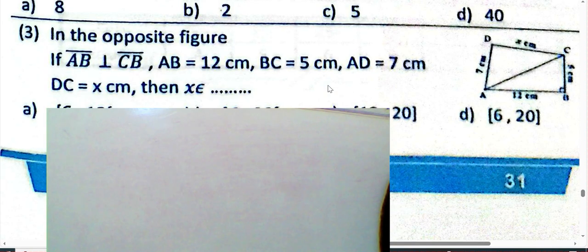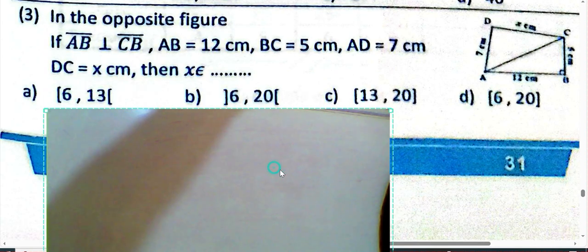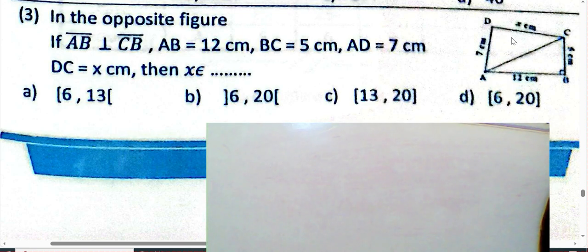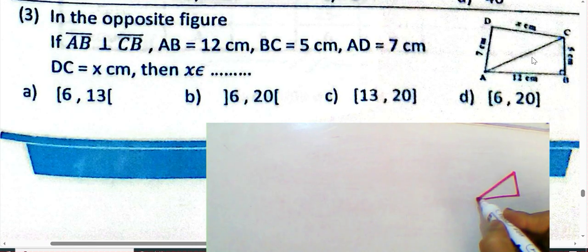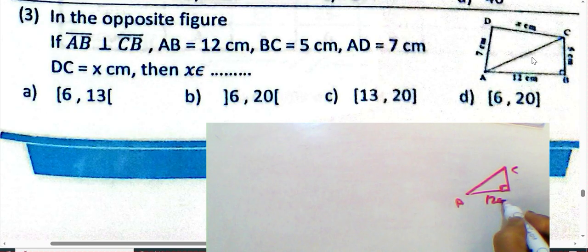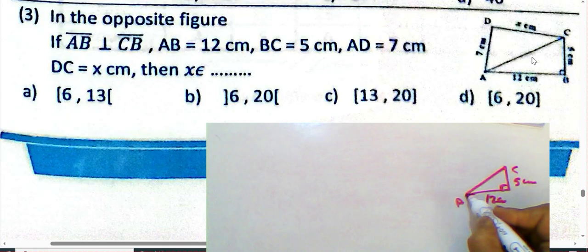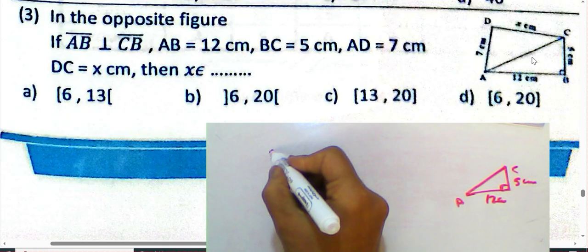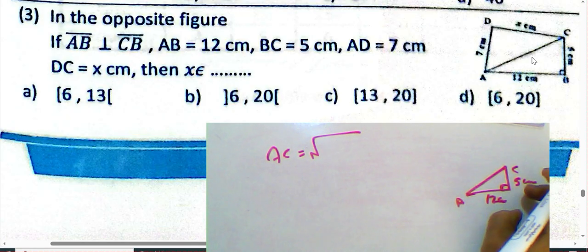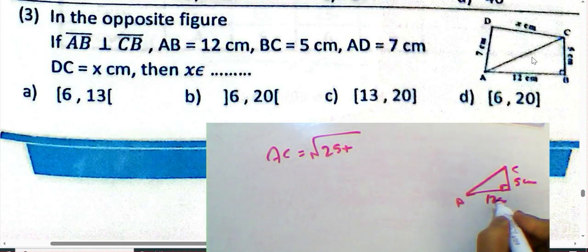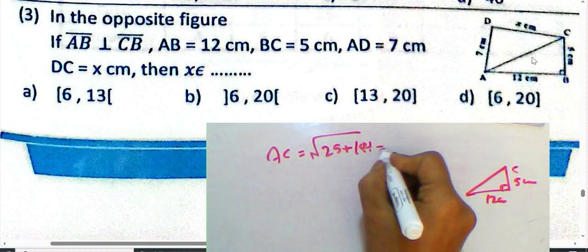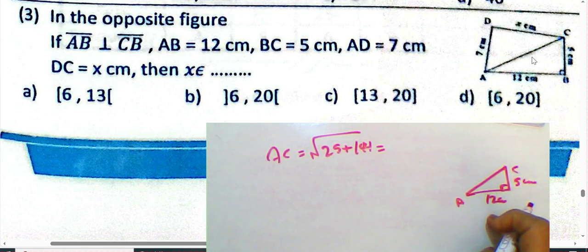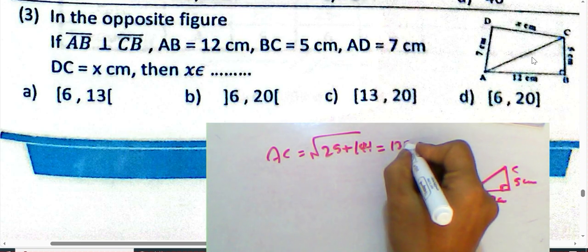Next question: we want to find the length of x, or it tells me x belongs to which interval. To solve the example, first step, we can find the length of EC from the right-angle triangle. Pay attention with me, my students. First step, I will find EC. This line segment is 12 centimeters and this line segment is 5 centimeters. We can find EC from the Pythagorean theorem: EC equals the square root of 5 squared, 25, plus 12 squared, 144. Then find the square root of the result, which will be 13 centimeters.